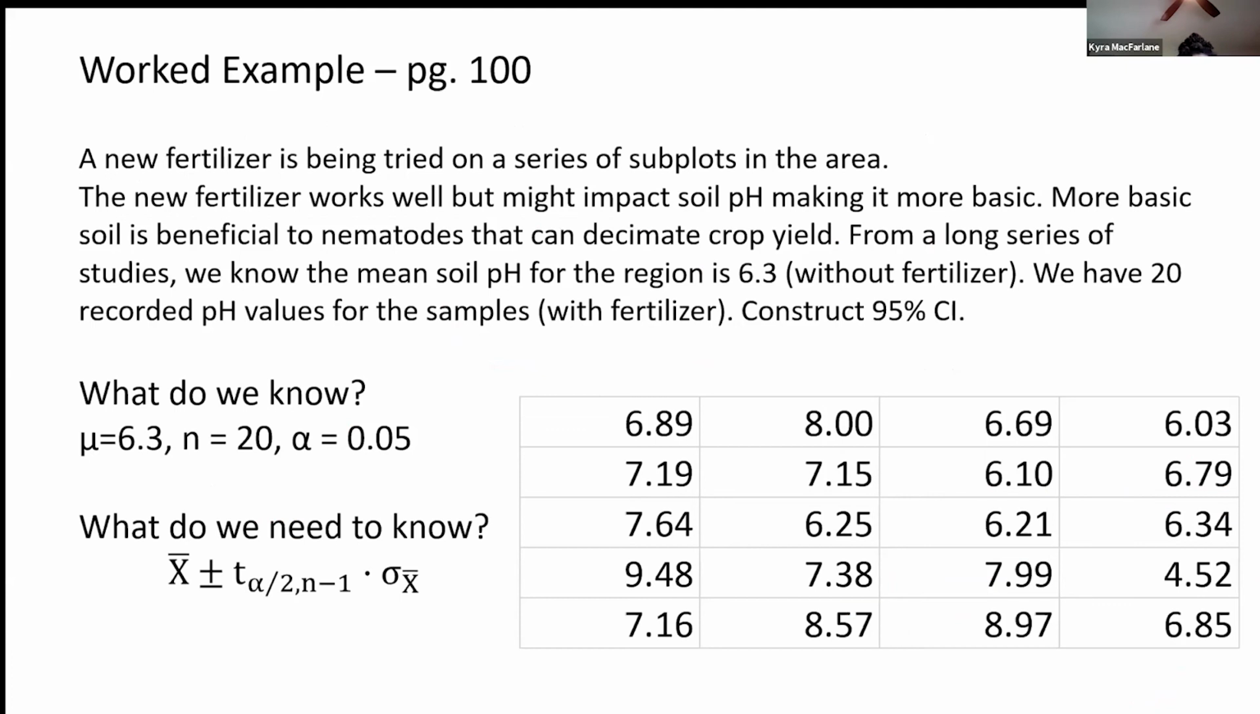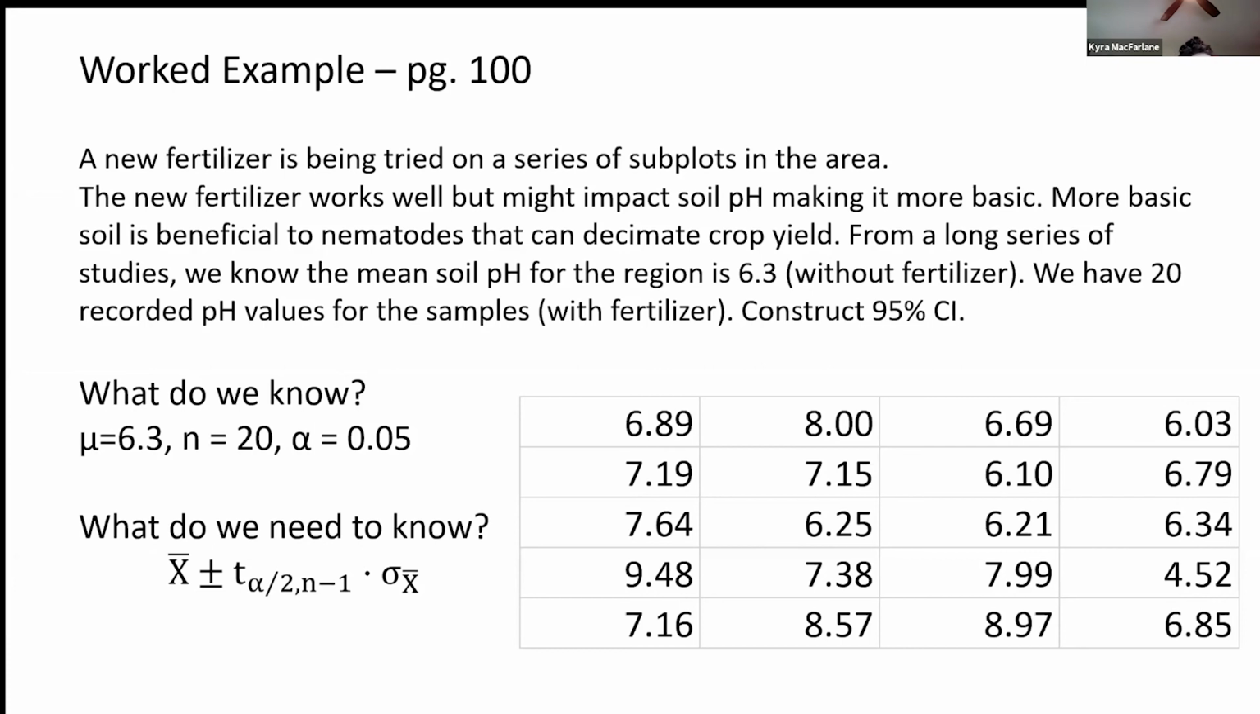On page 100, there's another example. A new fertilizer is being tried on a series of subplots in the area. The new fertilizer works well, but might impact soil pH, making it more basic. More basic soil is beneficial to nematodes that can decimate crop yields. So we don't want more basic soil.